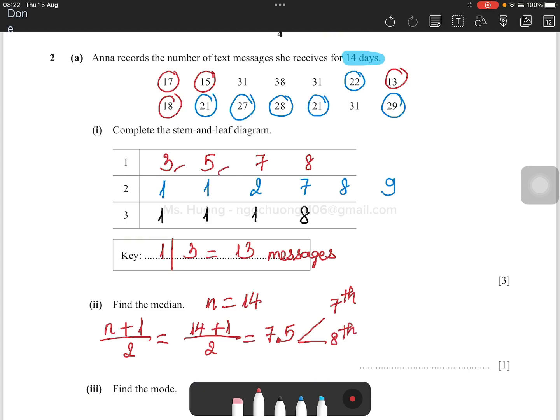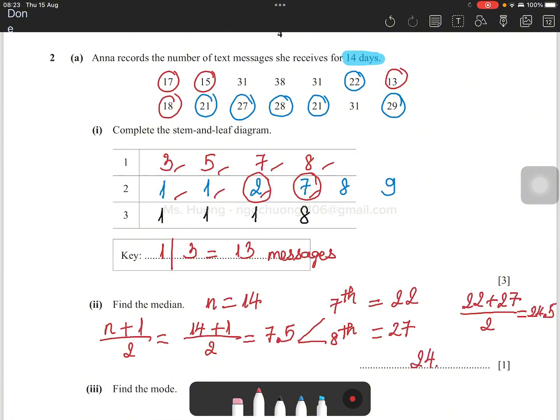So we'll count 1, 2, 3, 4, 5, 6, 7, 8. So the 7th value is 22. And the 8th value is 27. And the median is equal to the average of 22 and 27. 22 plus 27 is 49. 49 divided by 2 is 24.5. So the answer is 24.5.